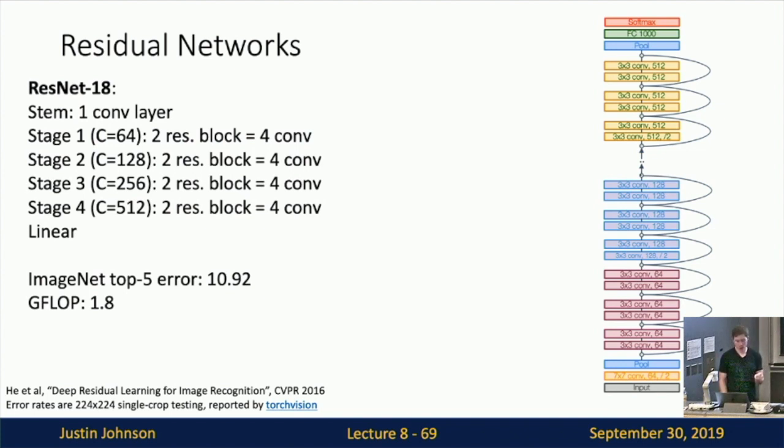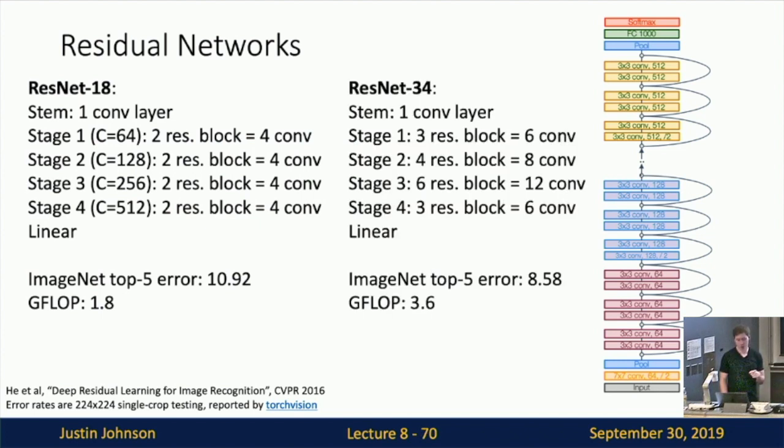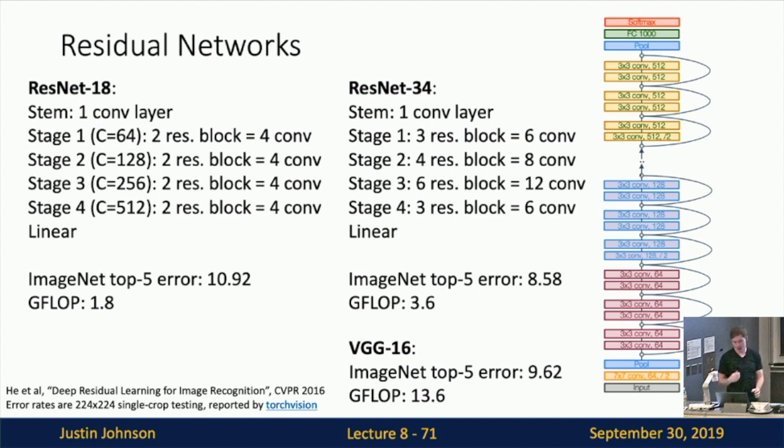Okay. So what's interesting about this ResNet is that now they become very efficient. So now we're able to achieve very low errors on ImageNet with a very small number of floating point operations. There's also a 34-layer version of ResNet, which just adds more blocks to some of the stages. But otherwise, the design is exactly the same. And again, we can compare this to VGG, which had something like 13 gigaflops for the whole network and got errors of about 9.6, whereas the ResNet 34 was only 3.6 gigaflops and actually had lower errors on ImageNet. And a lot of these gains in efficiency were due to this aggressive downsampling at the beginning and this global average pooling at the end.